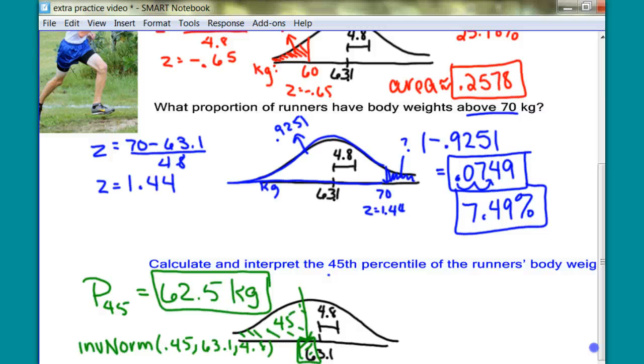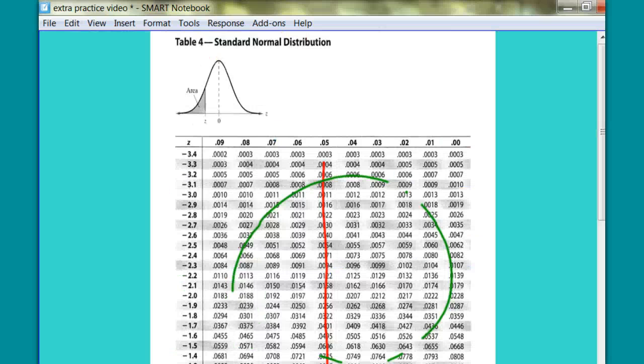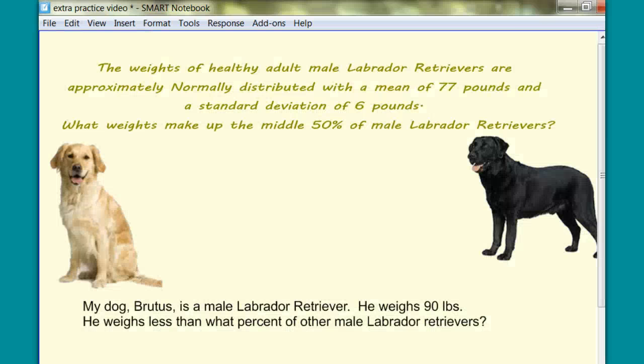Those are some of the basic straightforward problems. Let's take a look at some others. I'm going to clear the writing off here. There we go. How about the Labrador Retriever problems?